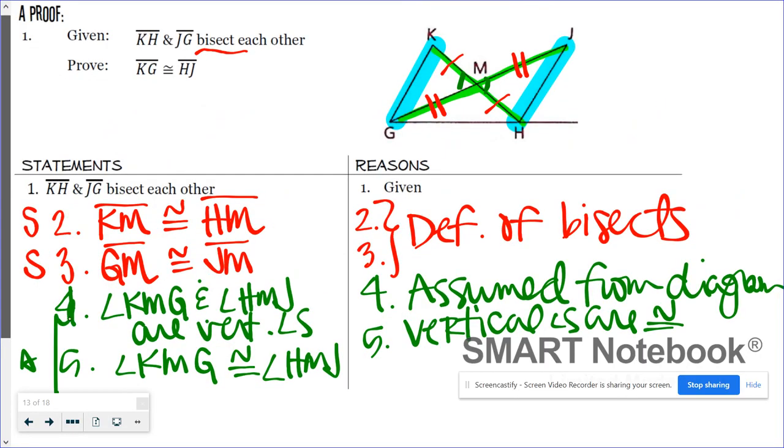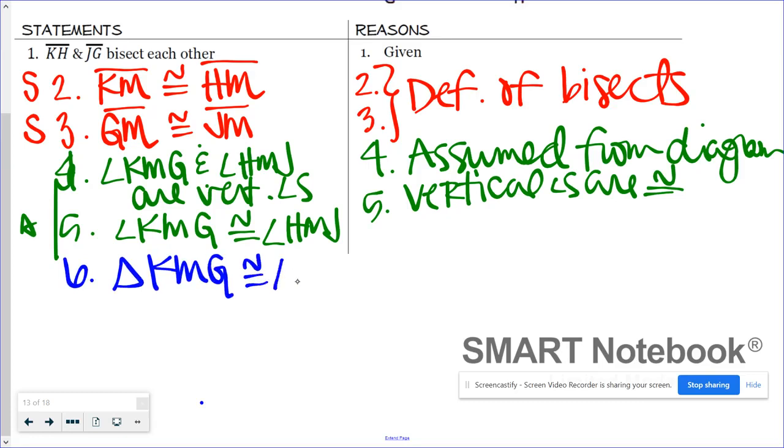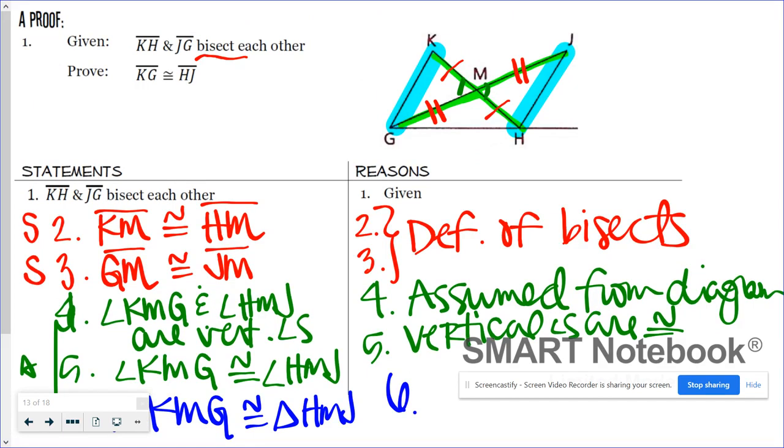So I'm going to say that triangle KMG is congruent to triangle HMJ. And according to my side notations, I've got 2 sides and an angle. And so when I look at my diagram, this would be side, angle, side.